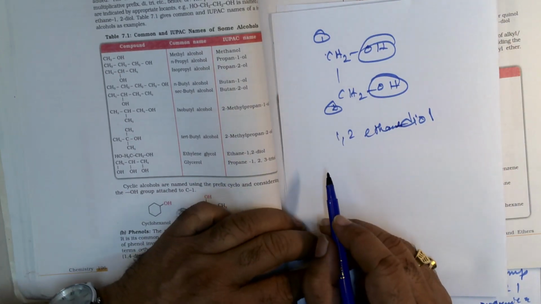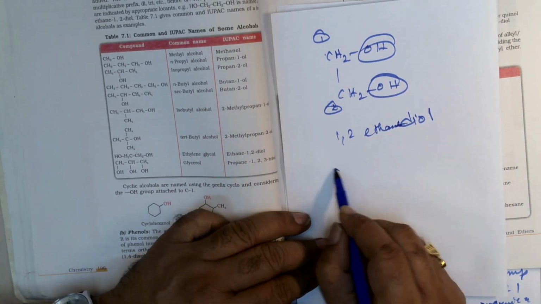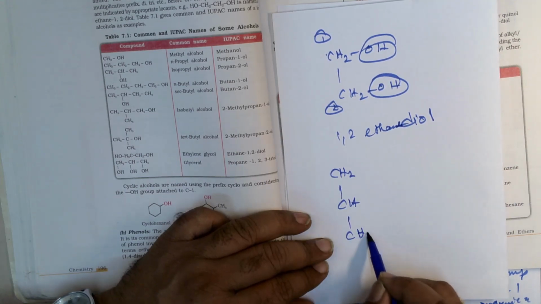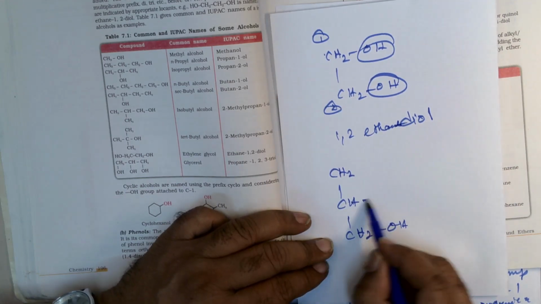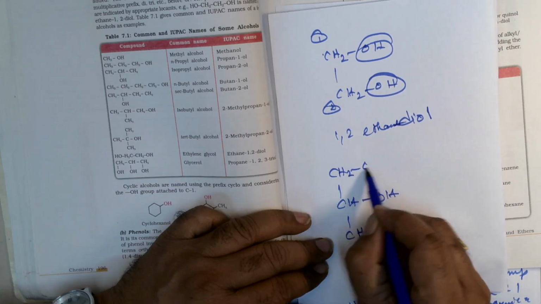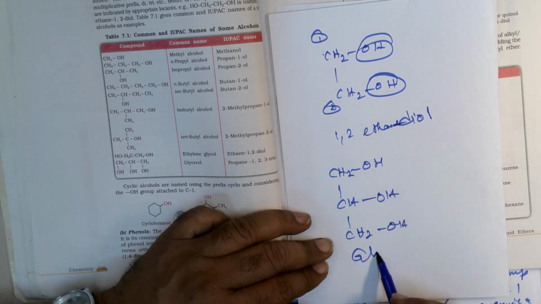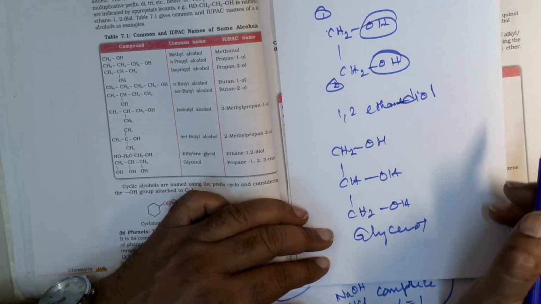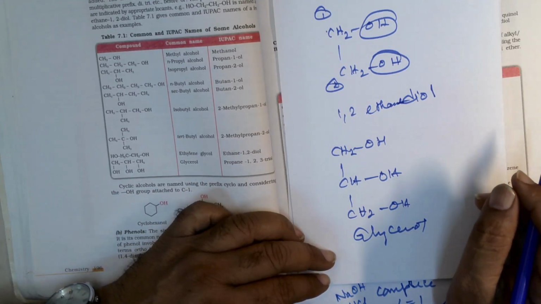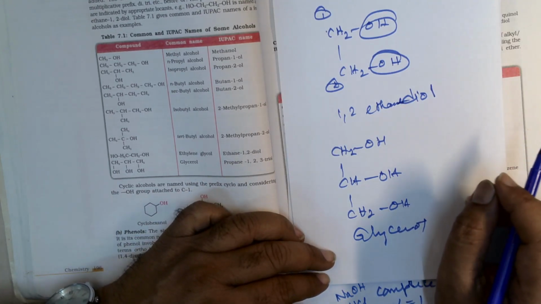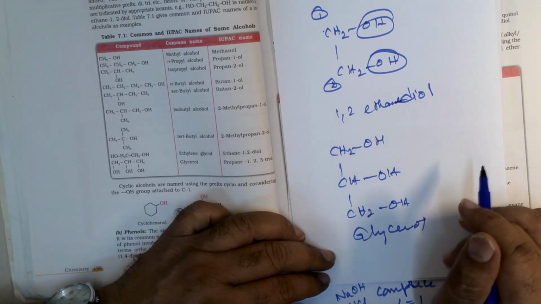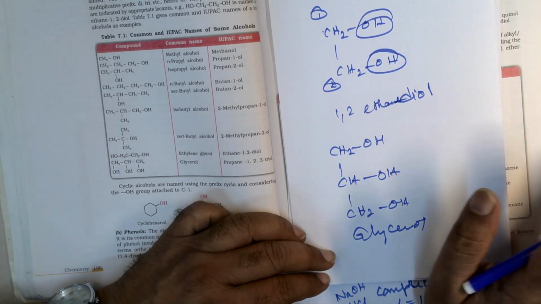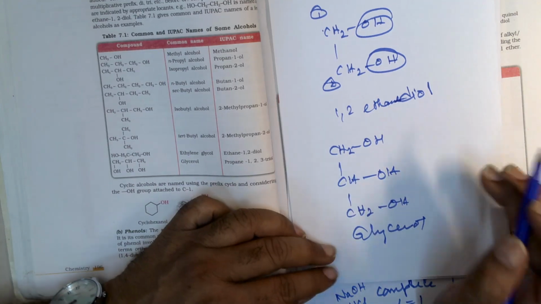Then what is the IUPAC name of glycerol? CH2, CH, CH2OH. Can anyone tell me? This is called glycerol. And what is the IUPAC name? Propane triol. So propane 1, 2, 3 triol. You can call it propane 1, 2, 3 triol.